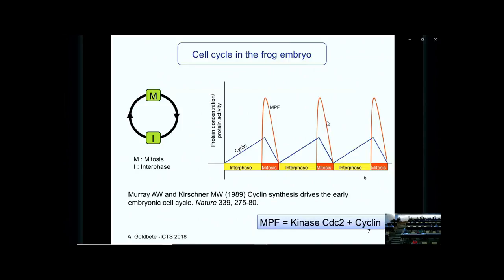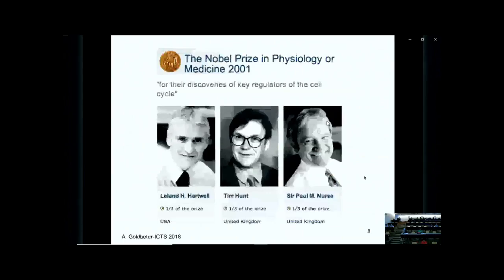As you may know, the Nobel Prize in Physiology or Medicine in 2001 was awarded to 3 scientists. I already mentioned Tim Hunt. Also, there was Paul Nurse, who characterized the kinase CDC2 in yeast, and Lee Hartwell, who characterized a number of mutants of the cell cycle in yeast. And so they were awarded the Nobel Prize in Physiology or Medicine for the discoveries of key regulators of the cell cycle.